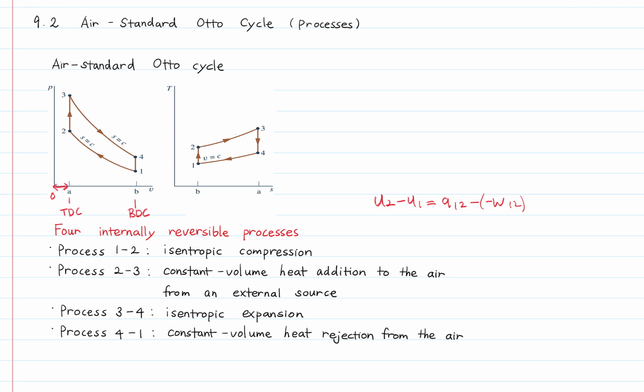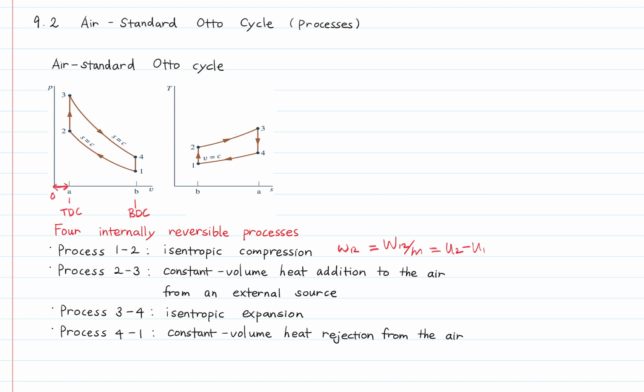Also from the TS diagram, the area under the process line represents the heat transfer. For a vertical line on TS diagram, no heat transfer. So the energy balance is reduced. The work done on air in the system is the specific energy difference between state 2 and 1.